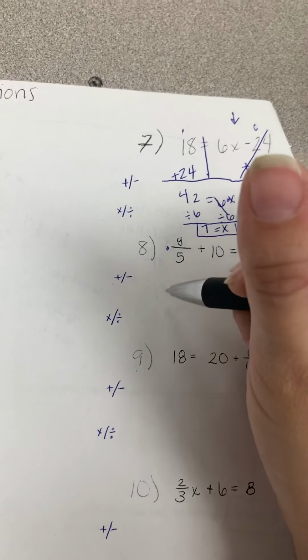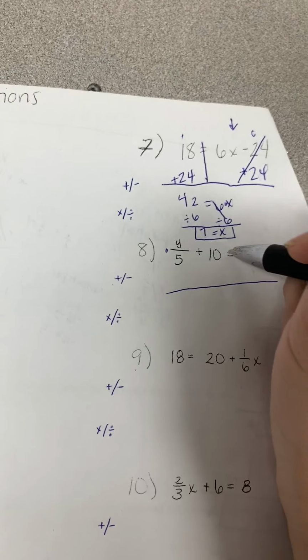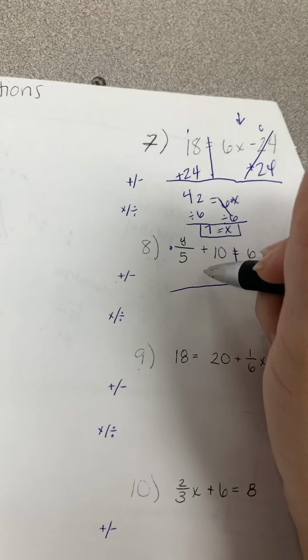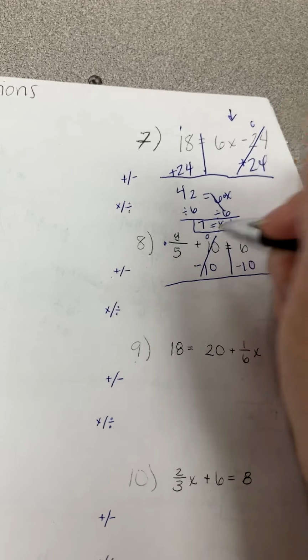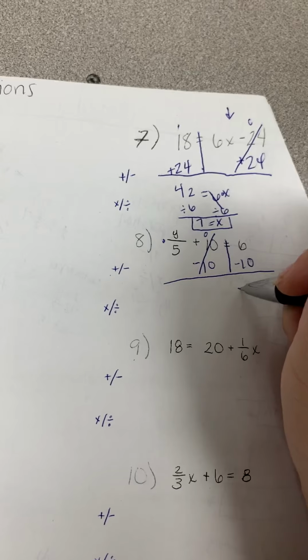Oops, that's not what I wanted to start with. Going too fast. Here, I'm gonna start with the opposite of addition, which is subtraction. 10 minus 10 is 0, that cancels out. 6 minus 10 is negative 4.